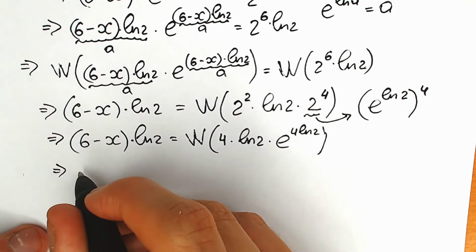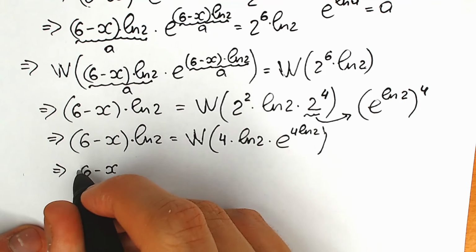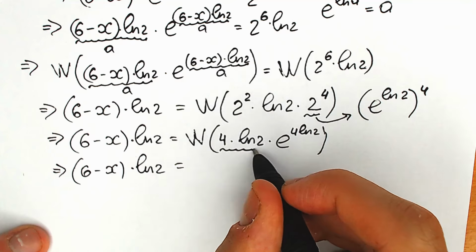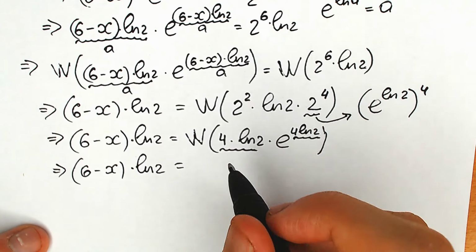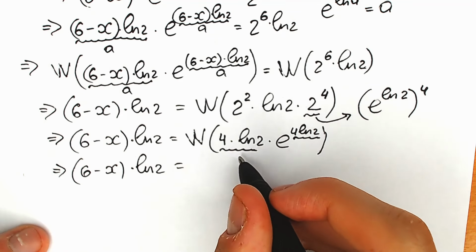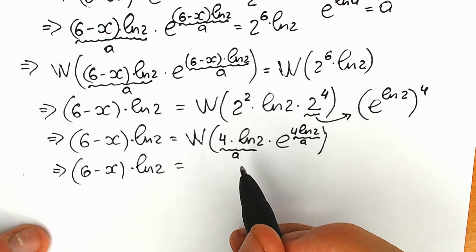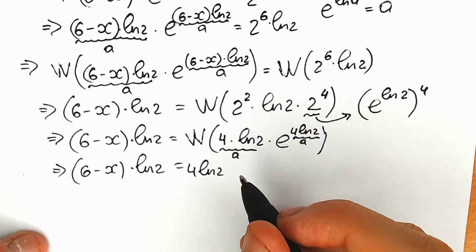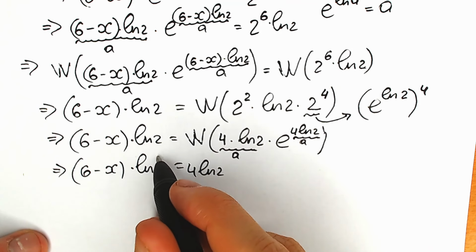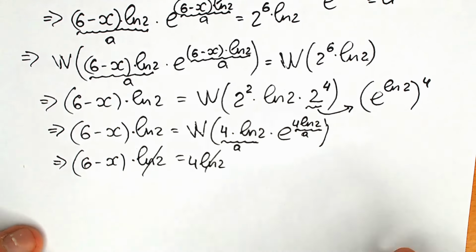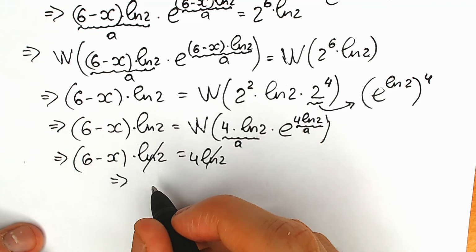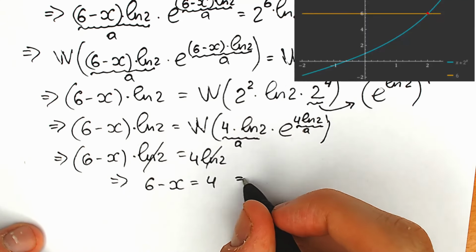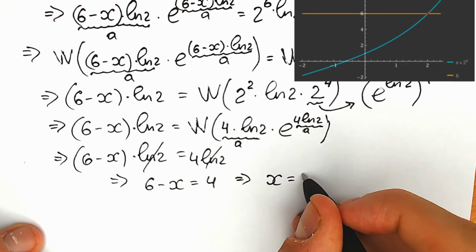And the final step, we have 6 minus x on the left side times natural log 2 equals, right here, 4 times natural log 2 inside, and we can apply the Lambert W function. Of course, we have it right here, so we can simplify it as only our a, but a equals 4 times natural log 2. So we have 4 times natural log 2. And the final step, I really like this step, because all we need to do is cancel this by natural log 2, and from here we have 6 minus x equals 4, and of course from here x is equal to 2.